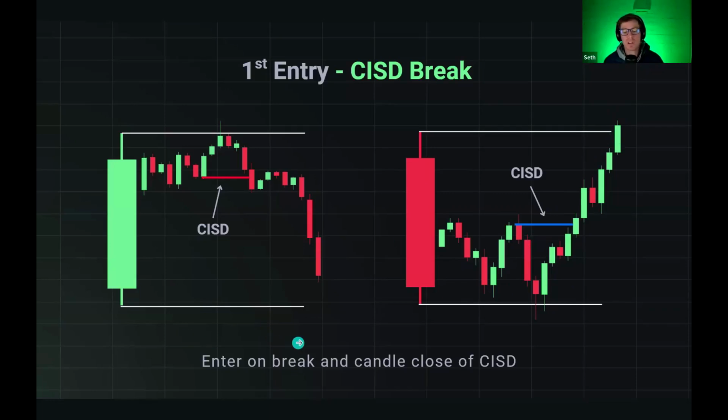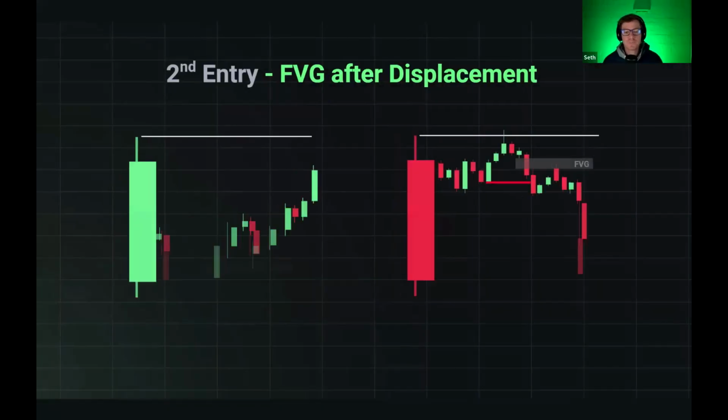But it's important to enter on the break and candle close of the CISD, because many times I've seen that price will break the CISD, but then it will not close below it, and you'll actually get a rejection candle, and then it'll come back and close above the CISD. So the CISDs can be very strong support and resistance areas, and price can either find rejection and resistance, or it can break through and then move to the next level. But these are some of the most important levels on the chart when it comes to entries, and I haven't found a better entry signal.